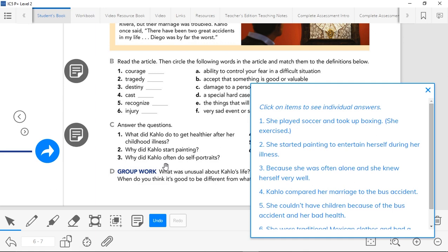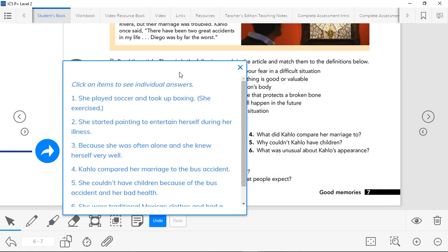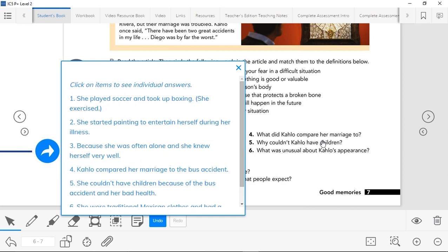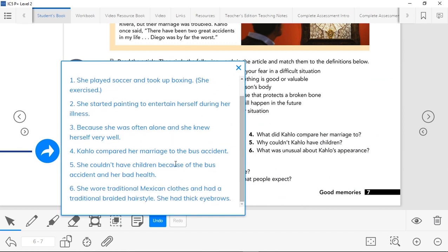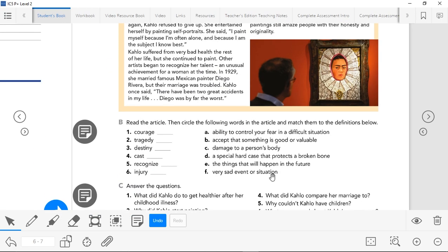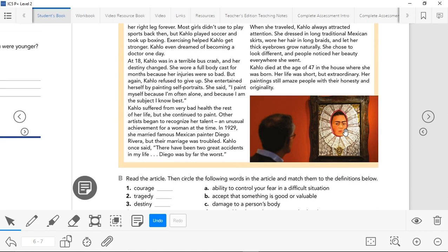Why did Kahlo often do self-portraits? Because she was often alone and she knew herself very well. What did Kahlo compare her marriage to? Kahlo compared her marriage to the bus accident, so it was really bad. Why couldn't Kahlo have children? She couldn't have children because of the bus accident and her bad health. What was unusual about Kahlo's appearance? She wore traditional Mexican clothes and had a traditional braided hairstyle. She had thick eyebrows. You know what the eyebrows are? These are the eyebrows. Okay?